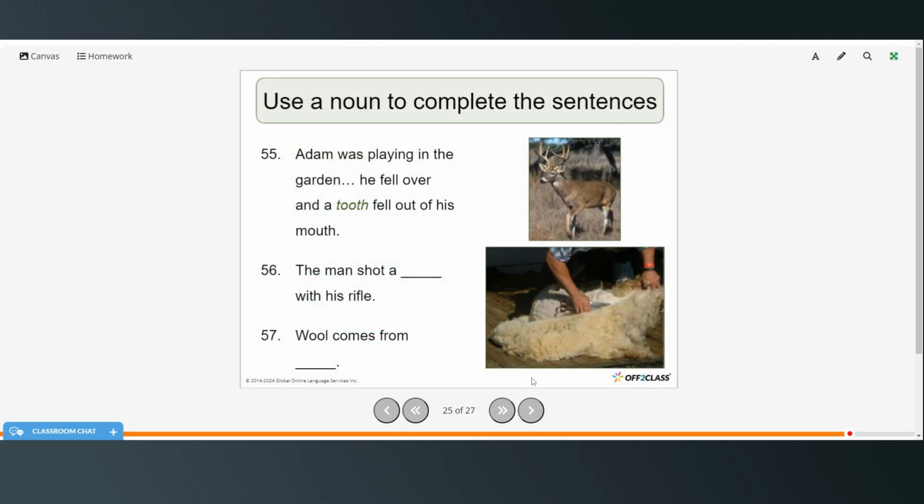All right, so now they want you to choose a noun to complete the sentences. This is the example. Adam was playing in the garden. He fell over and a tooth fell out of his mouth. So try the next two on your own and restart the video when you're ready to check the answers. Right, the man shot a deer with his rifle. Wool comes from sheep.